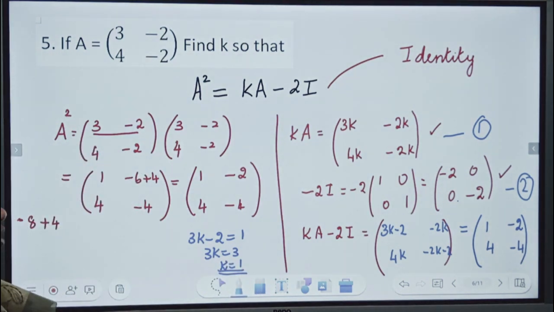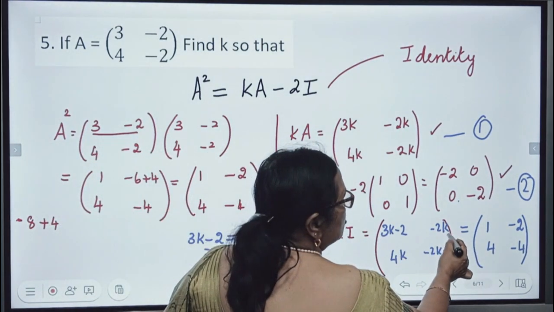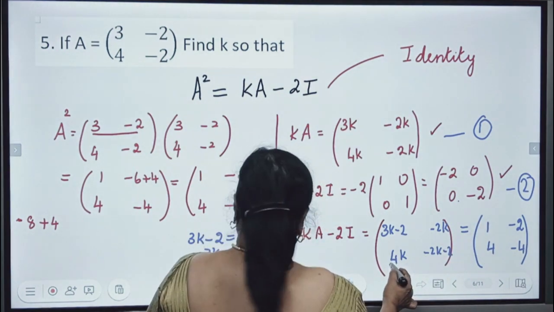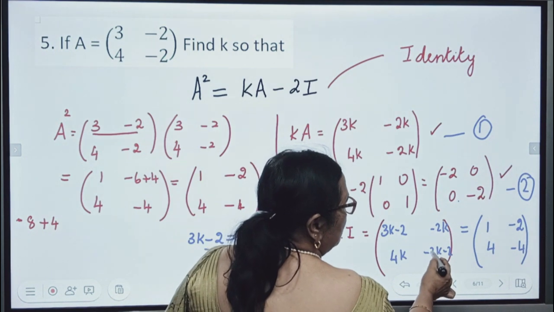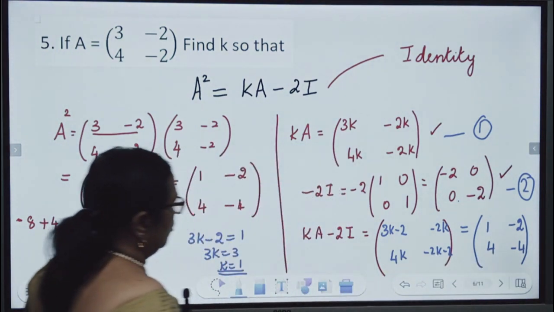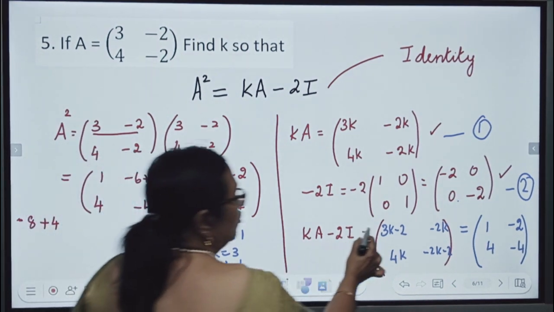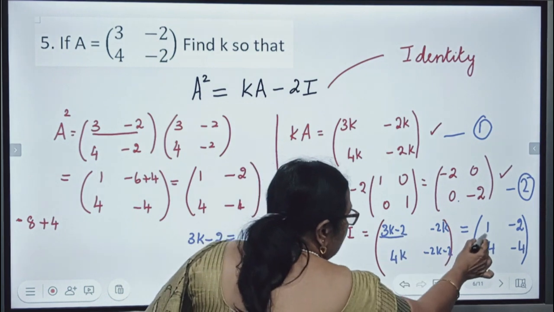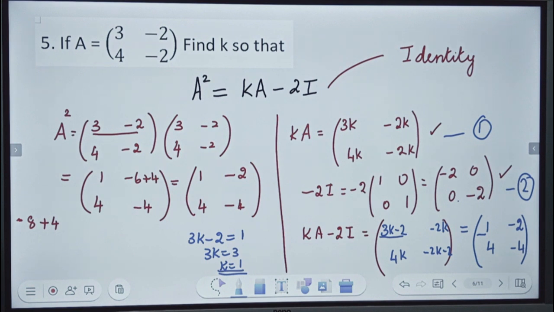So when K is 1, check whether everything is equal. 3 minus 2, 1. Minus 2 into 1 is minus 2. 4 into 1 is 4. Minus 2 into 1 is minus 2, minus 2, which is minus 4. So we have verified that the value of K found by equating 1 was good for the other elements also. Therefore, the two matrices are equal. Is it clear?